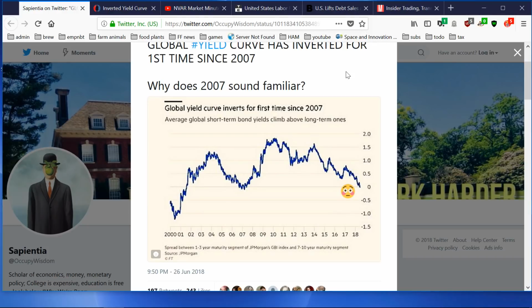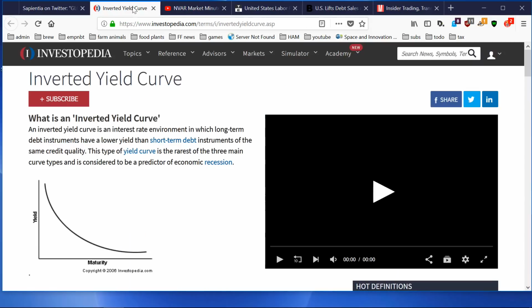Well, we had some really big news come out late last week regarding the global yield curve. As shown on the Twitter account of Sapientia, the global yield curve is inverting for the first time since 2007 and the Great Recession. Well, what is the global yield curve, or what are yield curves, and why does that matter? Well, for an explanation, we'll turn to Investopedia.